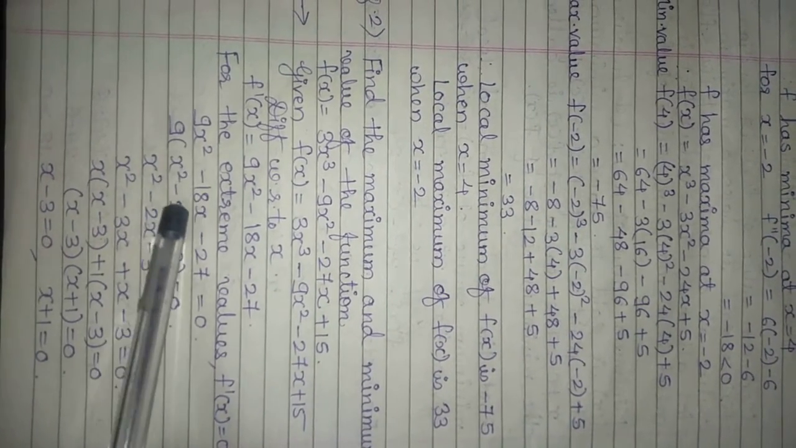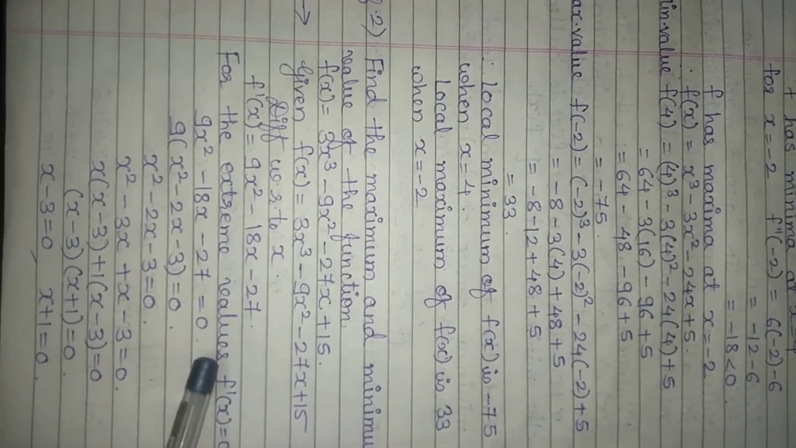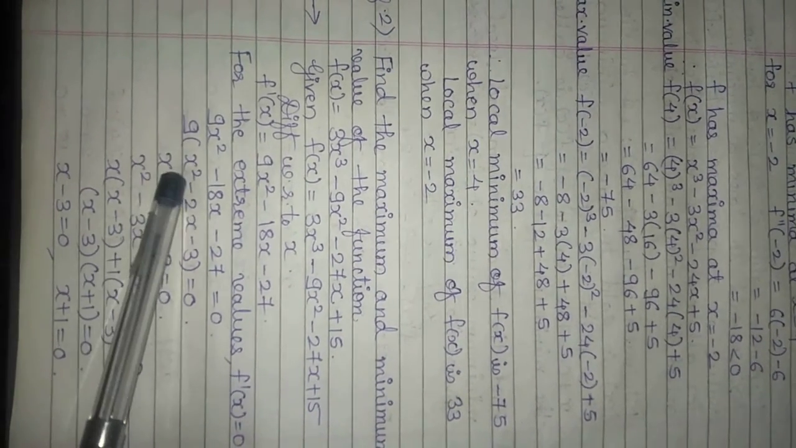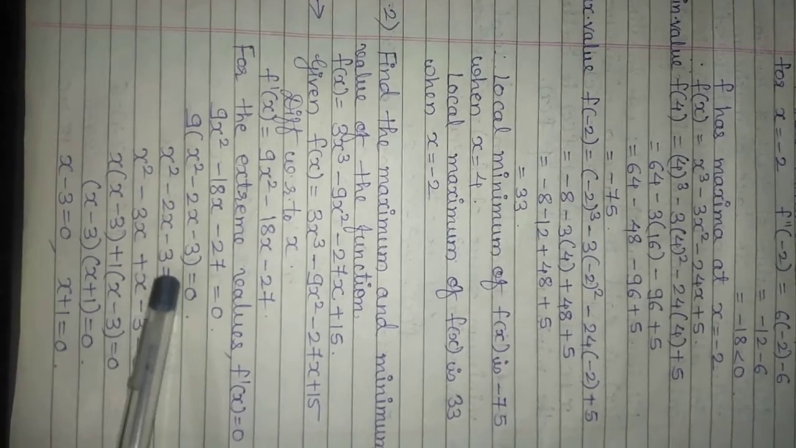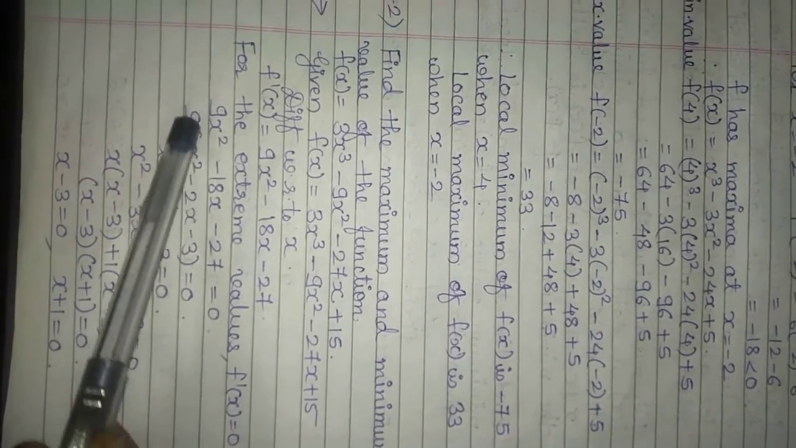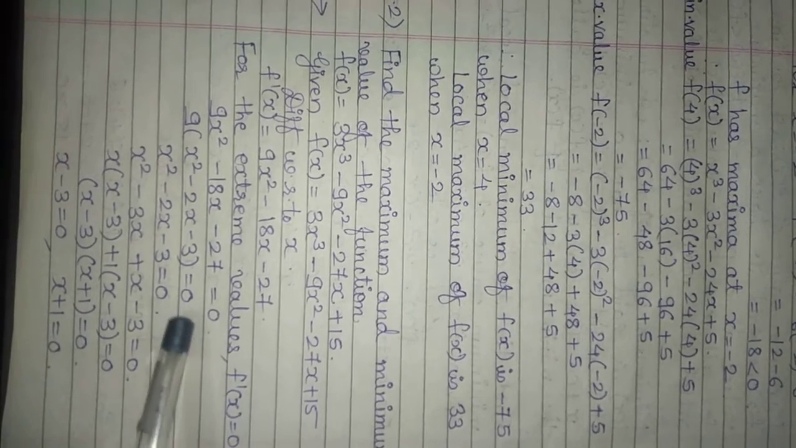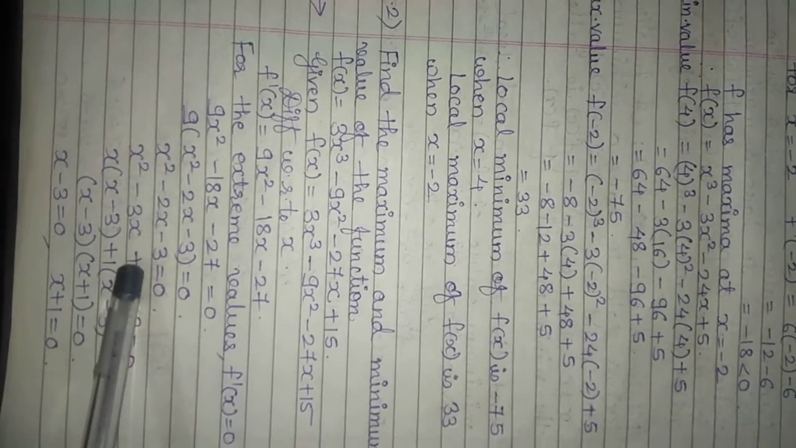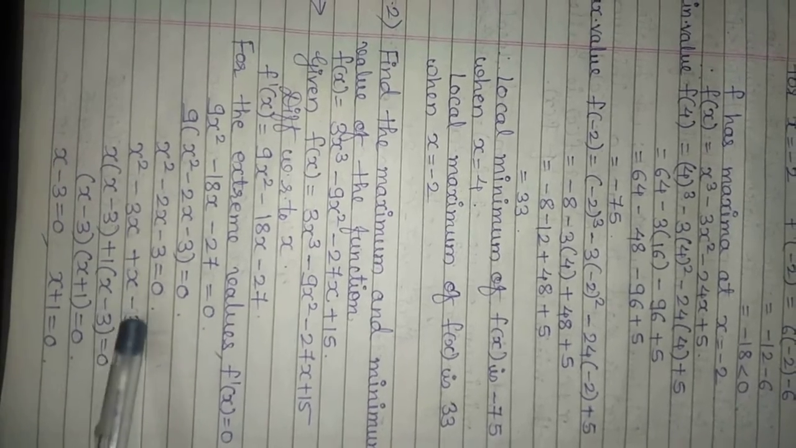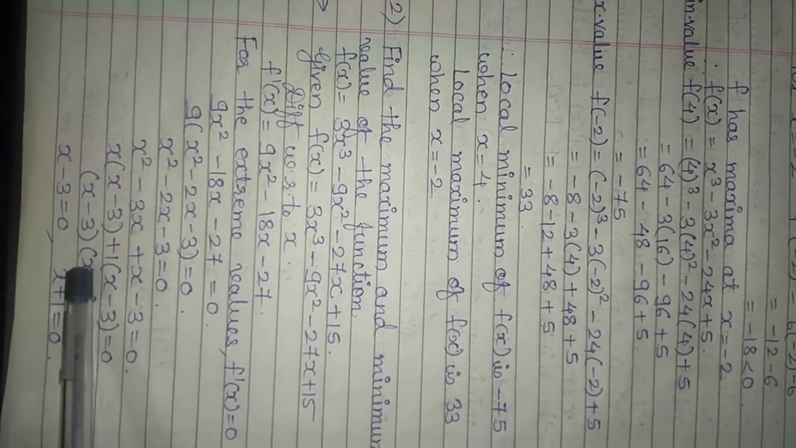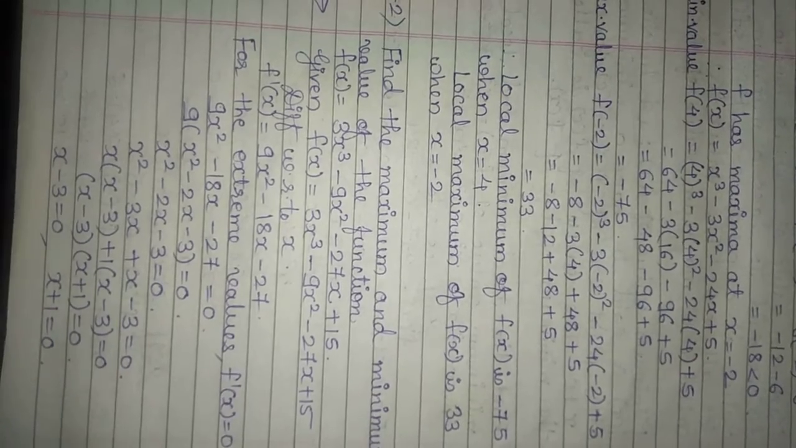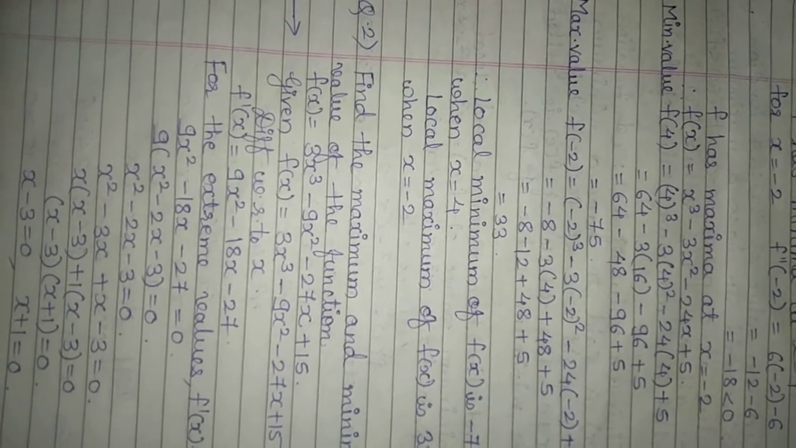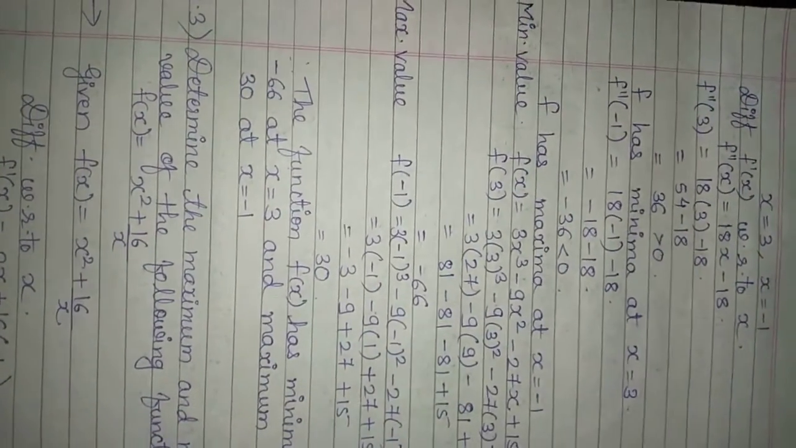So 9x square minus 18x minus 27 is equal to 0. Taking 9 common, in bracket we will get x square minus 2x minus 3 is equal to 0. Now shifting 9 to this side, this will become 0. So x square minus 2x minus 3 is equal to 0. Now splitting the middle term and simplifying this, we get x minus 3 is equal to 0 and x plus 1 is equal to 0, and therefore the values of x are x is equal to 3, x is equal to minus 1.